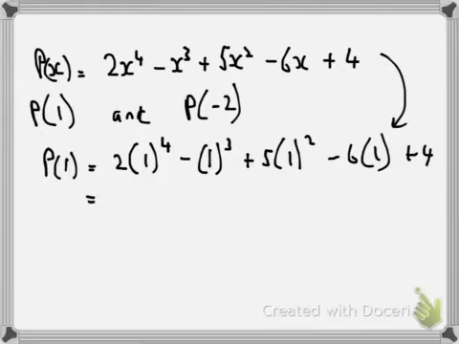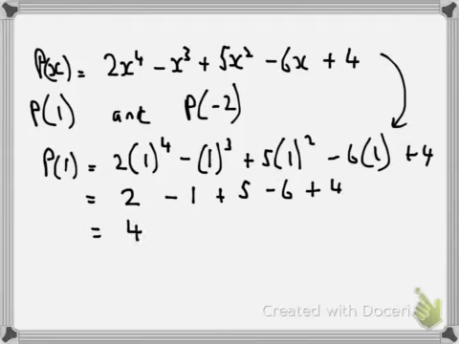So equals 1 to the power of 4 is 1, so we get 2 ones are 2, minus 1 cubed is 1, minus 1, plus 5 times 1 squared. 1 squared is 1 times 5 is 5. Negative 6 times 1 is negative 6 plus 4. We add all that together. Okay, we get 11 for the positives there, minus 1 minus 6. 11 minus 7 equals 4.